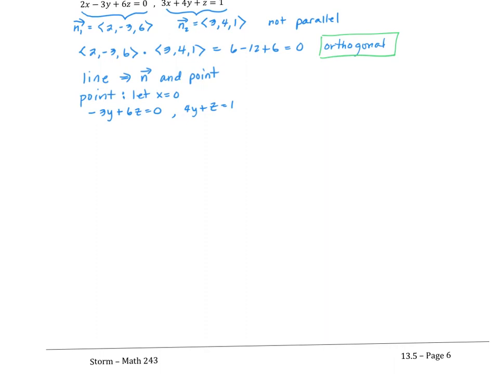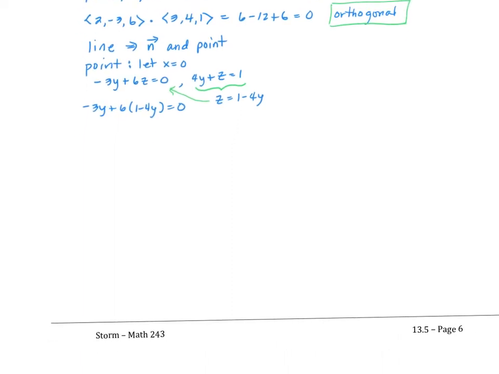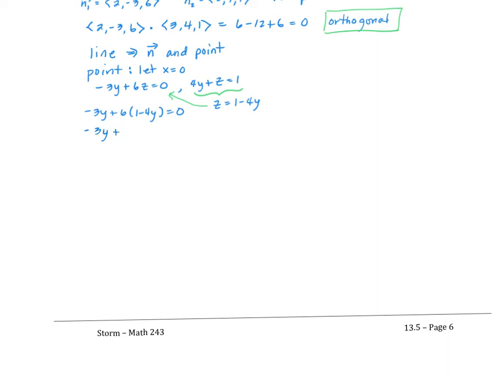I could take the second equation and solve it for z, going back to our algebra techniques. This is not the only way. Maybe write z equal to 1 minus 4y, and then take that z value and plug it into the first equation. If I do that, I'll have negative 3y plus 6 times my z value, which is now 1 minus 4y, equal to 0. So I have one equation, one variable that I can solve for y. I have negative 3y plus 6 minus 24y is equal to 0. So it looks like it's going to be negative 27y is equal to negative 6.